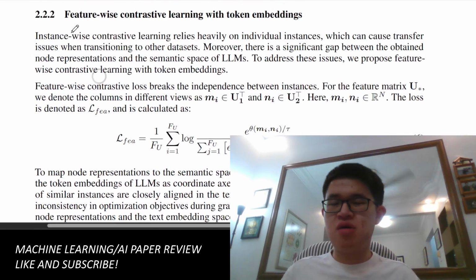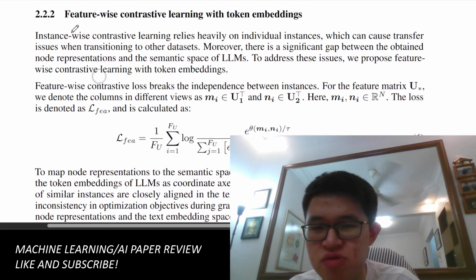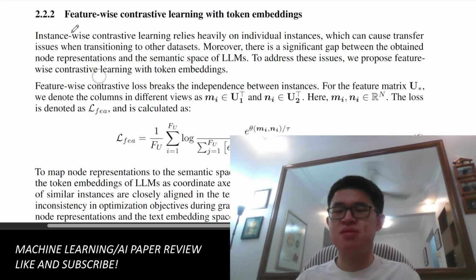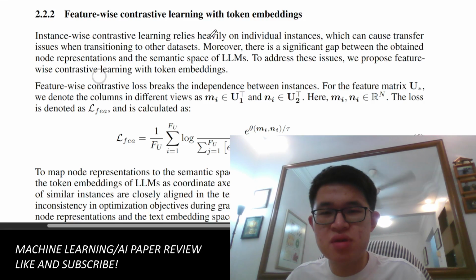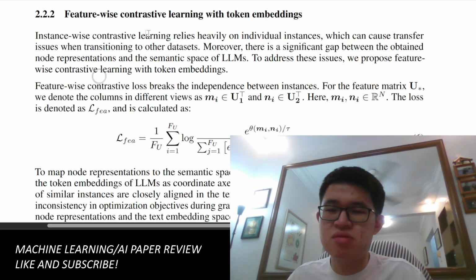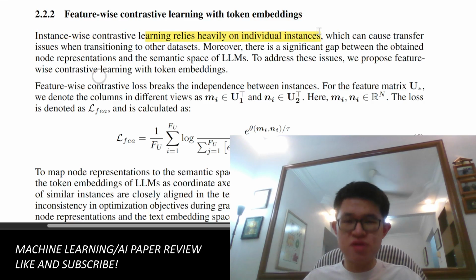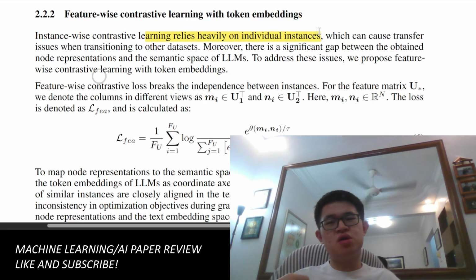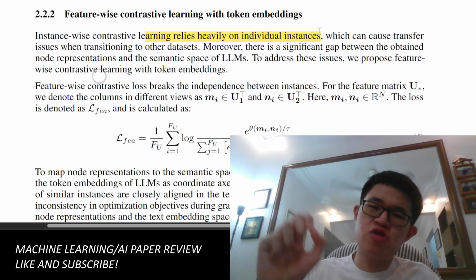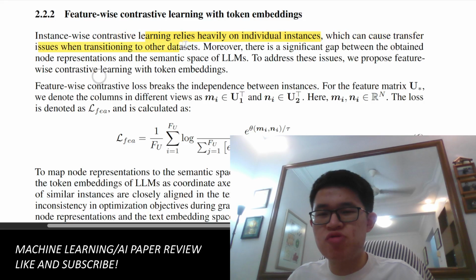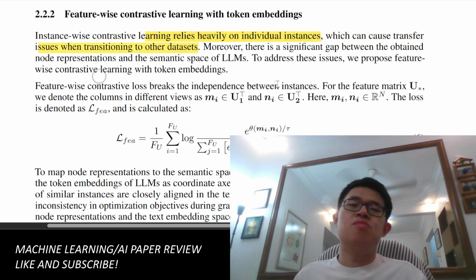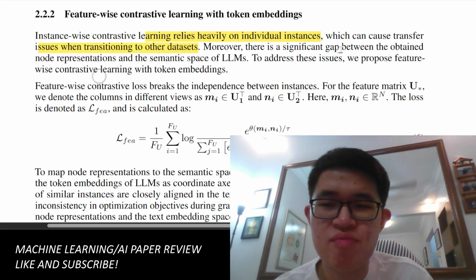Next, feature-wise contrastive learning with token embeddings. Instance-wise contrastive learning relies heavily on individual instances. So they're saying that the previous approach is great, but it relies too much on each individual graph, which can cause transfer issues when transferring to other datasets.